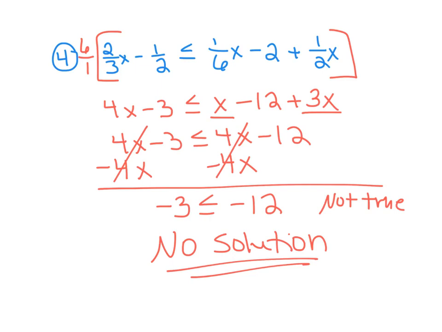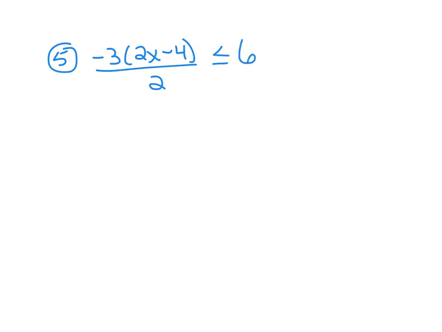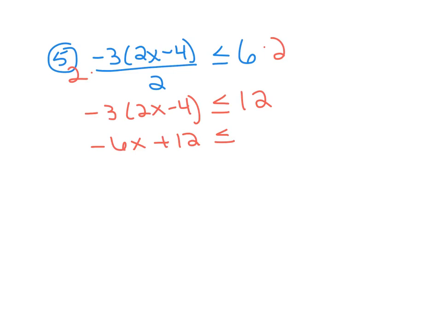All right, let's try this one, number 5. Okay, see if you can do this one. Negative 3 times 2x minus 4 all over 2 less than or equal to 6. Hit pause, do the problem, and come back. All right, so here's what you should have done. Multiplied both sides by 2. Negative 3 times 2x minus 4, because remember this is one of those big fraction bar problems, 12. All right, distribute. Negative 6x plus 12 less than or equal to 12.